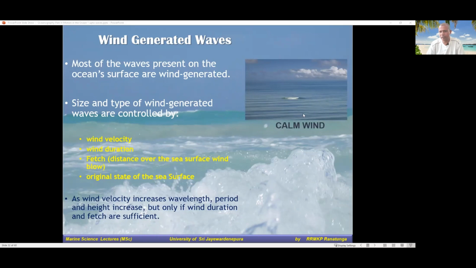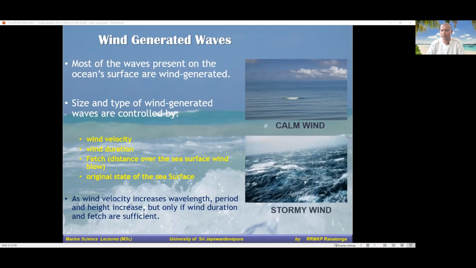Just like in the image, a calm wind will cause smaller waves, right? In this condition, usually in Sri Lanka, the fishermen say the sea is like a river. It's like a river, because there are just small wrinkles, there are no waves at all, right? Sometimes we will experience the ocean like this, if you are lucky enough, but not always like this.